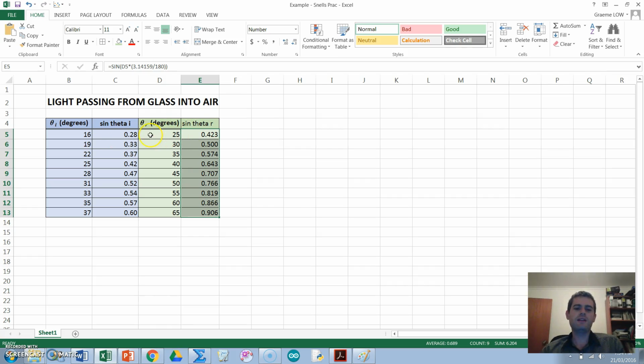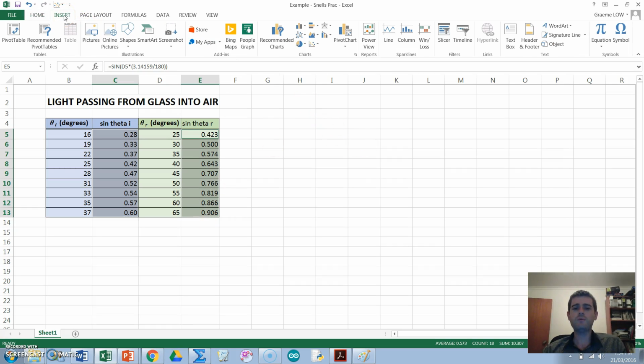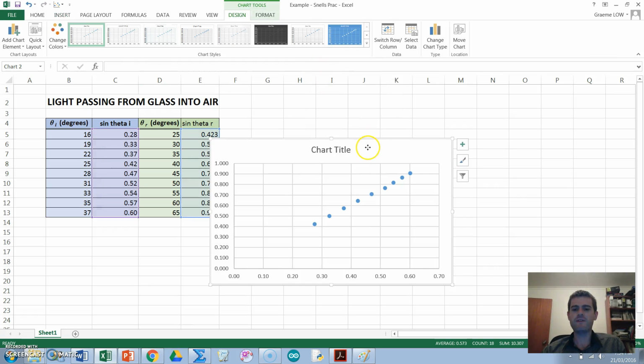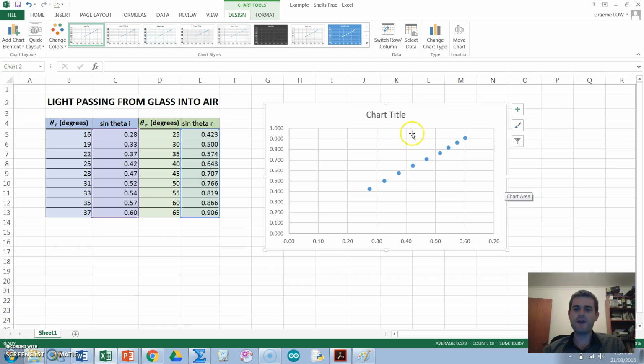So the way we're going to do that, first thing I'm going to do, click here and highlight the sine of theta I column, because that's going to be our X one. Once you've done that, hold down control, keep holding down control, and click and drag over sine of theta R. Once you've done that, let go of control, let go of the mouse, and go up to here. Choose insert, go over to this guy for a scatter graph, hit that, choose the first option, and there you go, there's our graph right there.